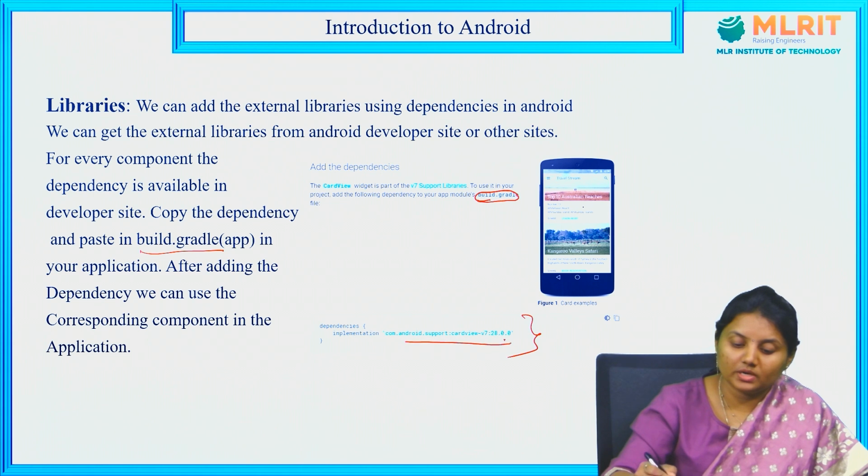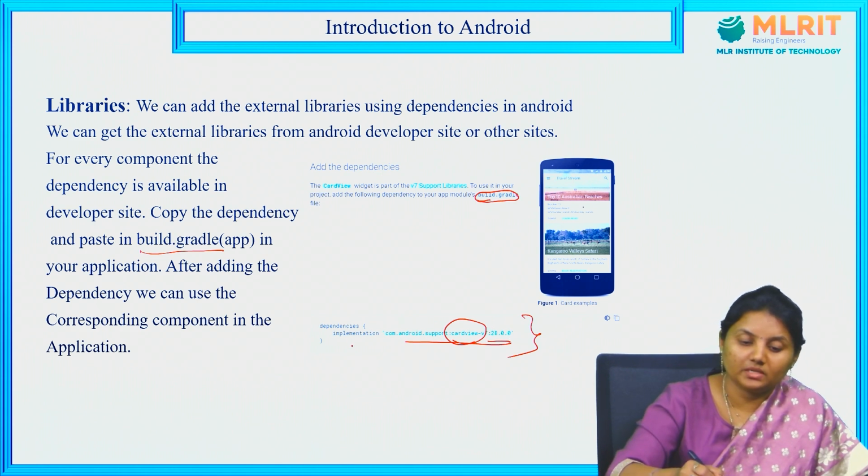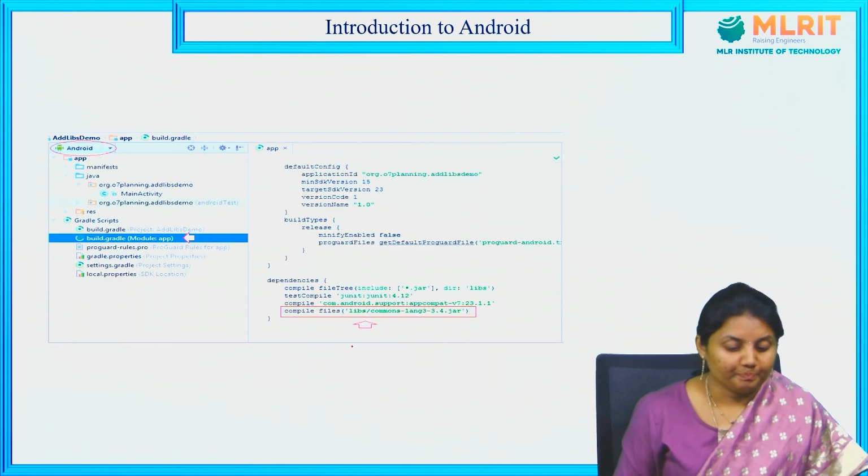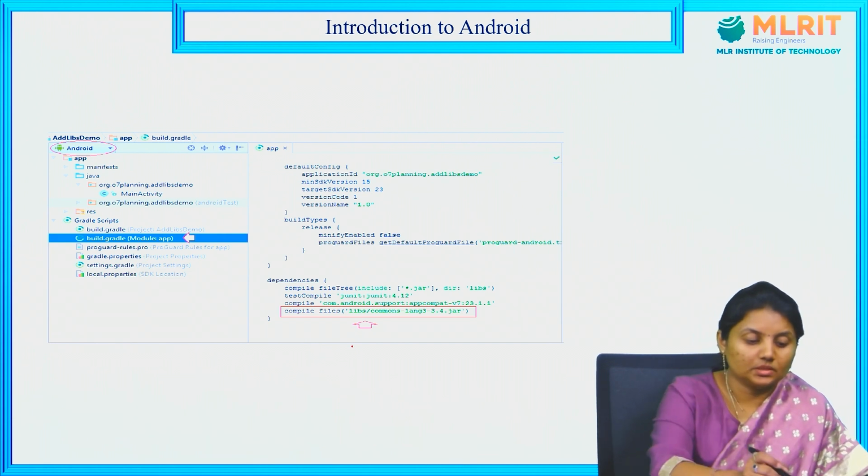So this is com.android.support:cardview. So cardview is one of the dependencies of version 28. You are trying to add this dependency using this code. Okay. So once you add those dependencies, this is the build Gradle.